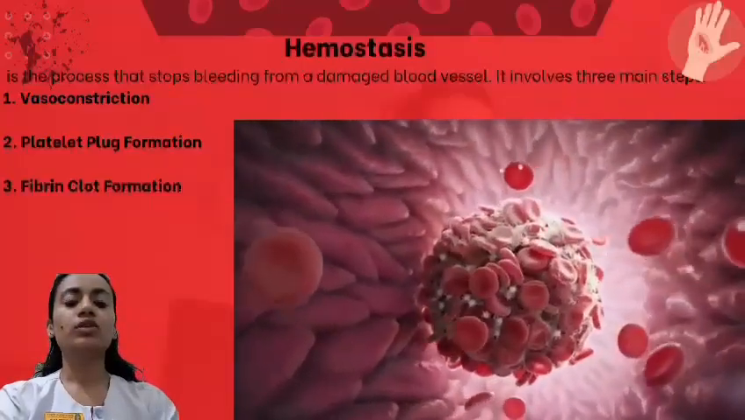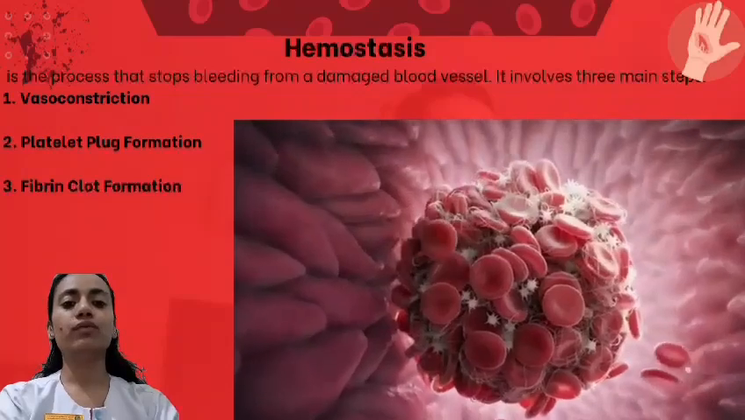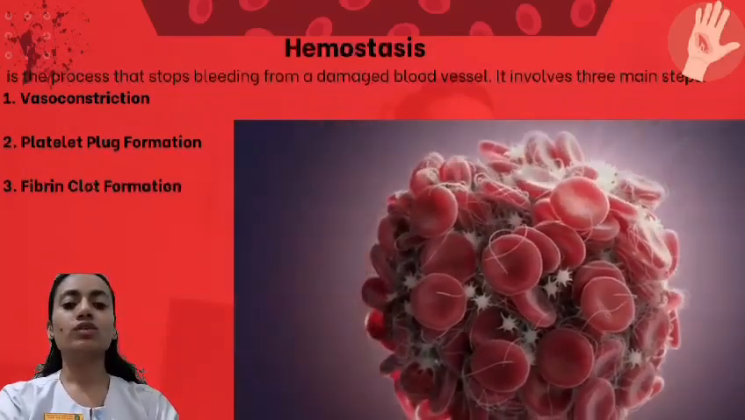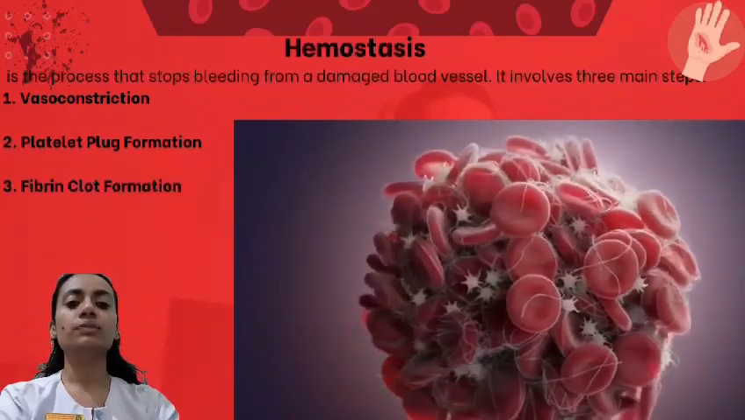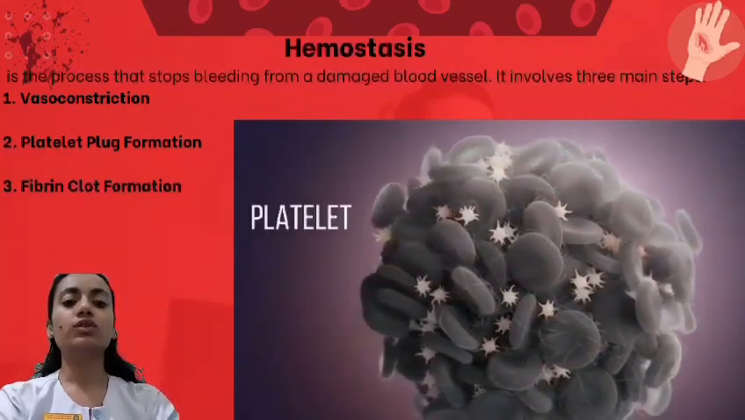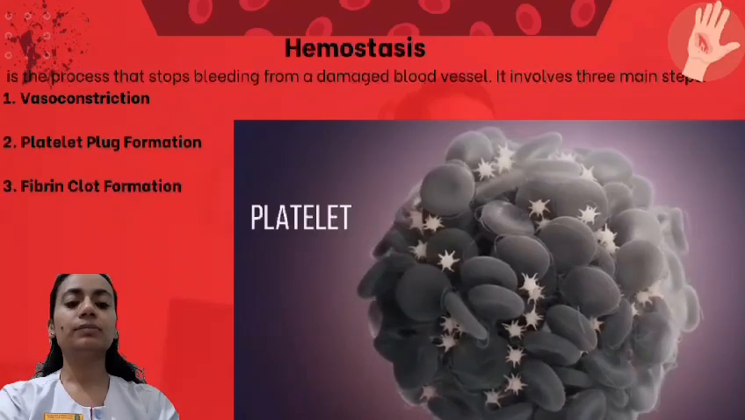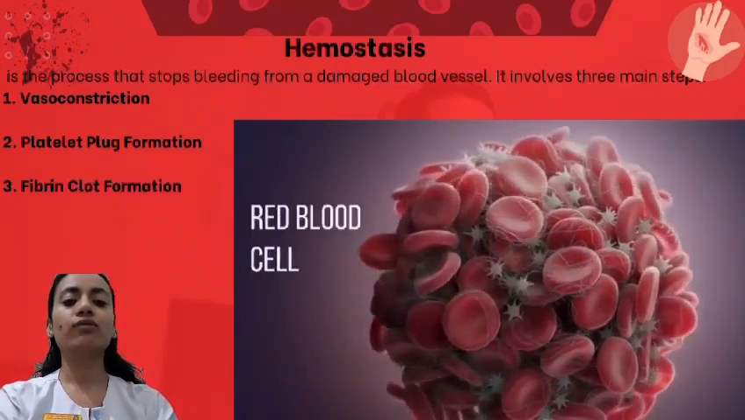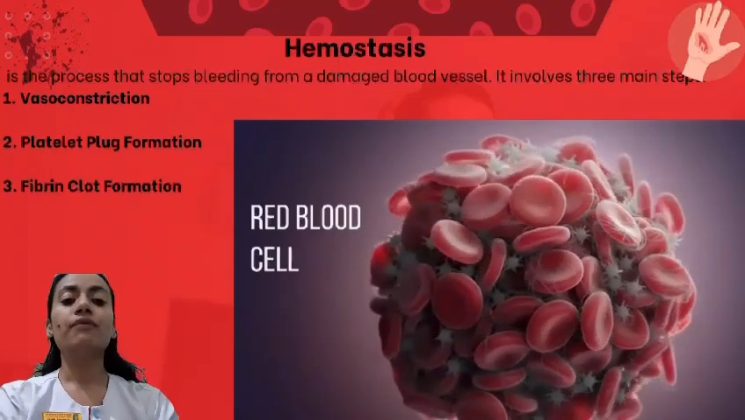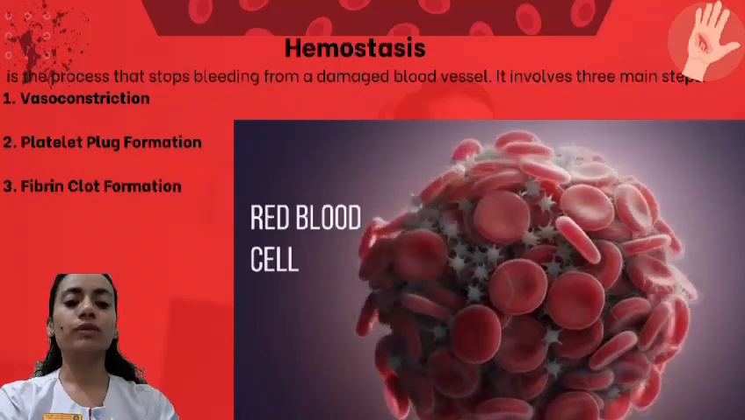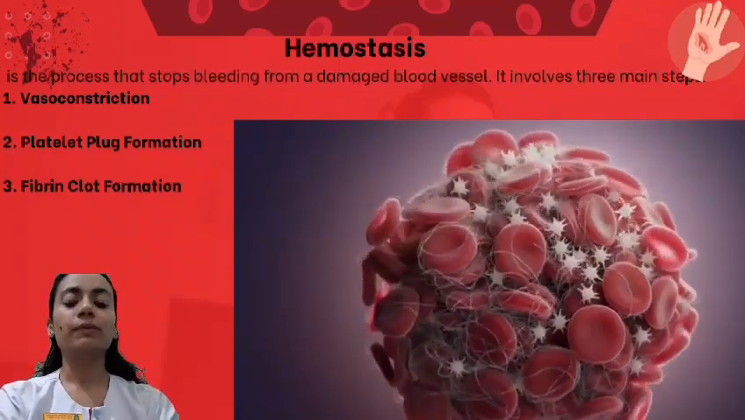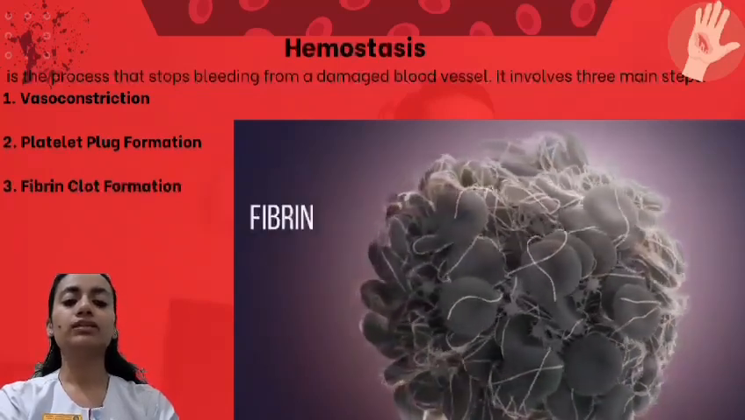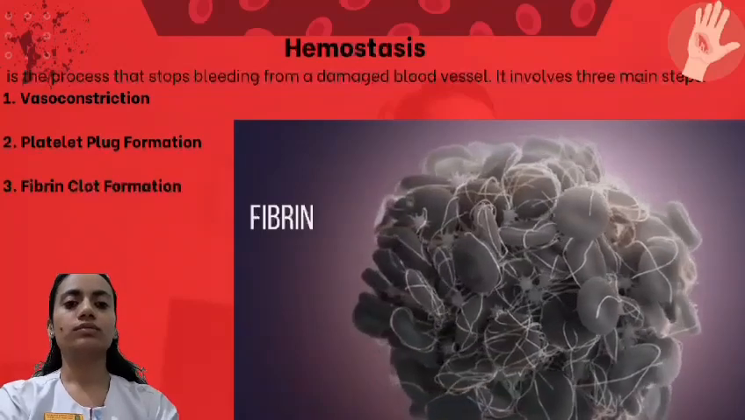Hemostasis. Hemostasis is the process that stops bleeding from a damaged blood vessel. It involves 3 main steps. Vasoconstriction, also known as vascular spasm: blood vessels constrict to reduce blood flow. Platelet plug formation: platelets adhere to the injury site, becoming sticky and forming a temporary plug. Fibrin clot formation: clotting factors convert fibrinogen into fibrin, creating a mesh that stabilizes the platelet plug, forming a stable clot.